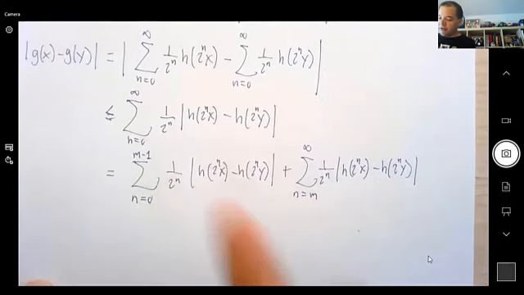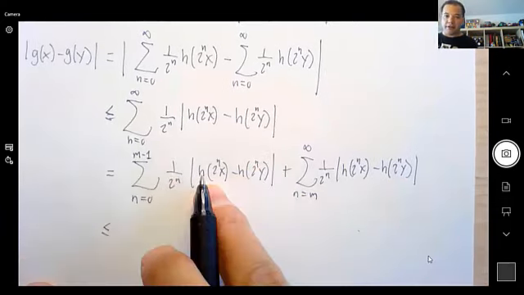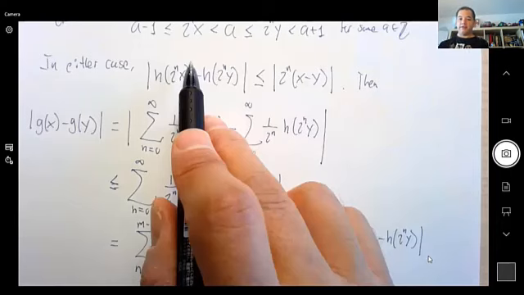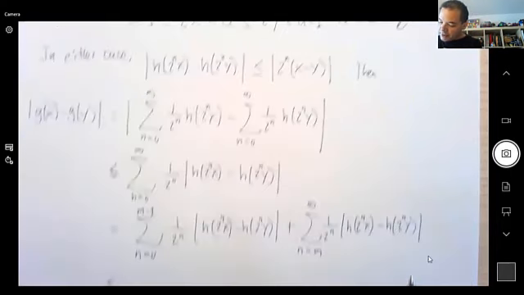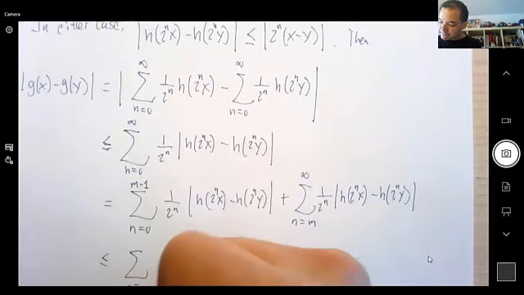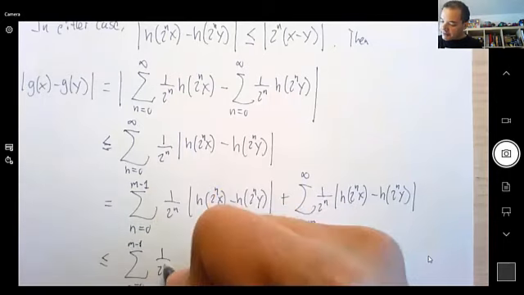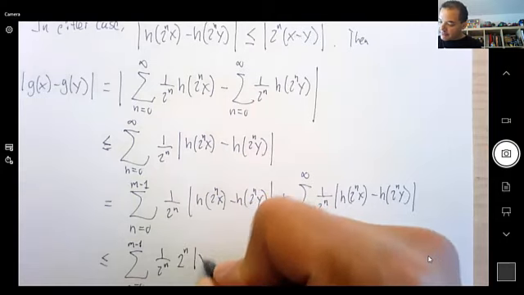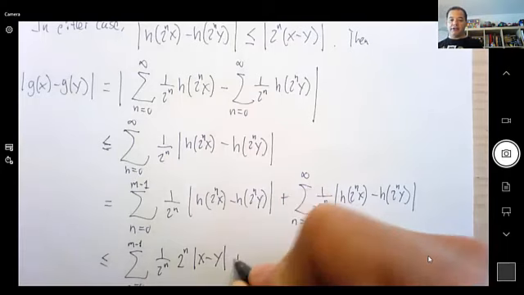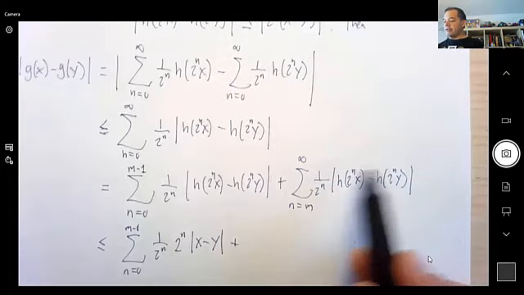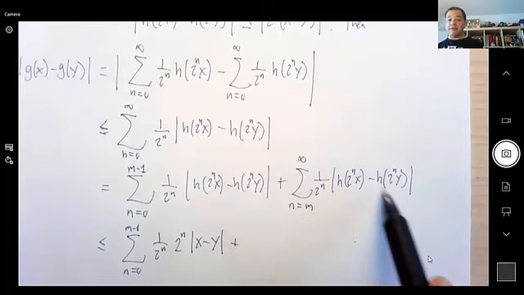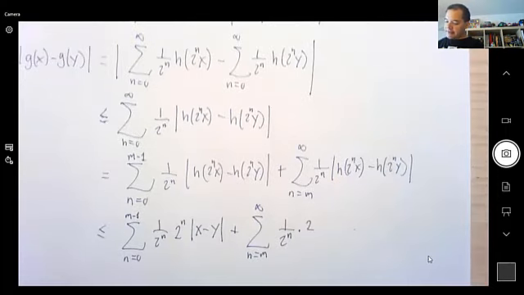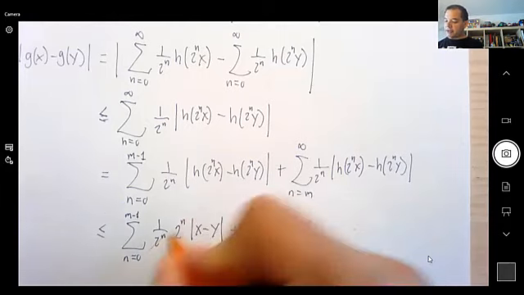Okay. Now for the little terms, we're going to use what we just learned. This over here, this inequality. So the h function is at most 2 to the n times x minus y. So this will be less than or equal to 1 over 2 to the n, and then 2 to the n times x minus y. And here, I'm going to use the triangle inequality. So this is at most 1 and this is at most 1. So this difference is at most 2, right? Okay. Now you'll notice that this cancels. That's nice. 2 to the n cancels.